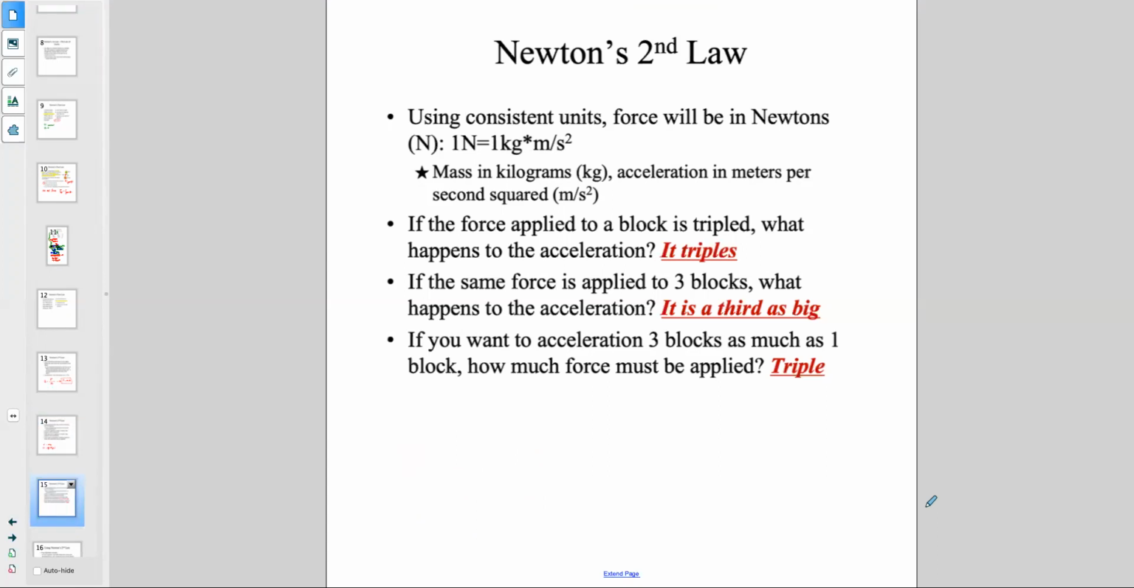So it triples. Again, F equals ma. If you multiply F by 3, you'll get A multiplied by 3. If you apply the same force to 3 blocks, your acceleration will be 1/3. And if you want the same acceleration for 3 blocks as for 1 block, then you have to triple the force, okay?